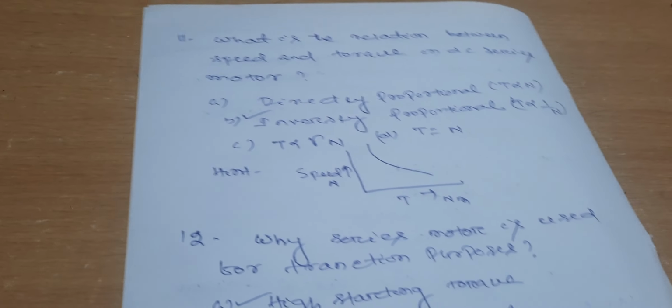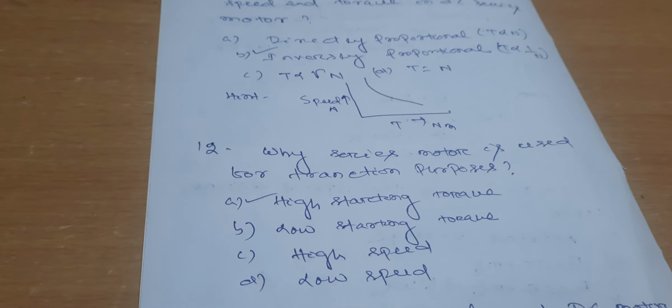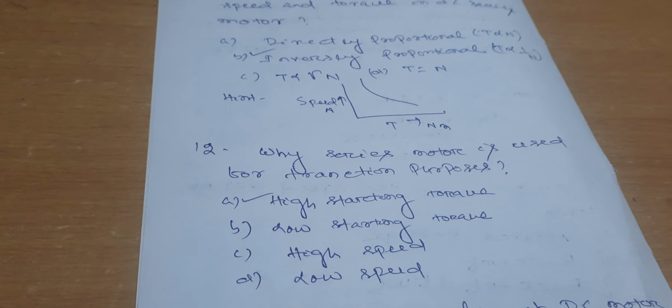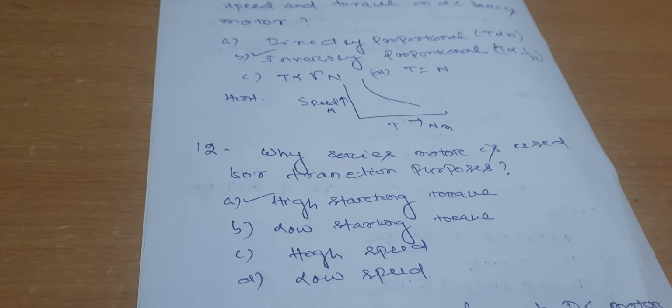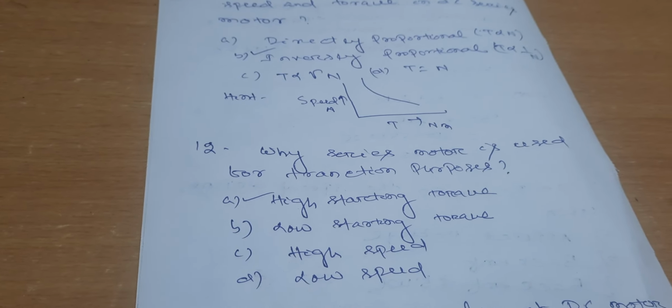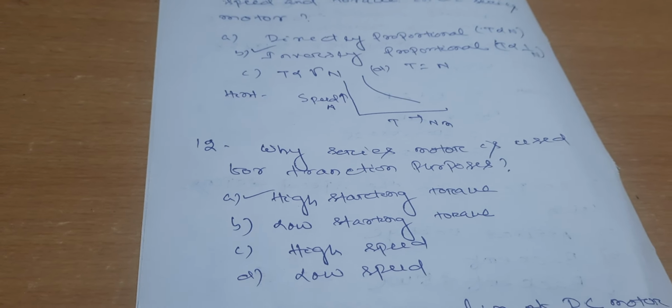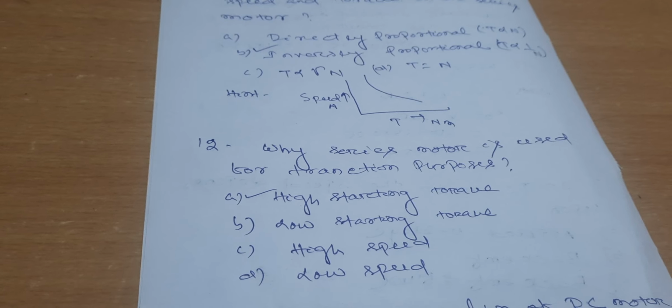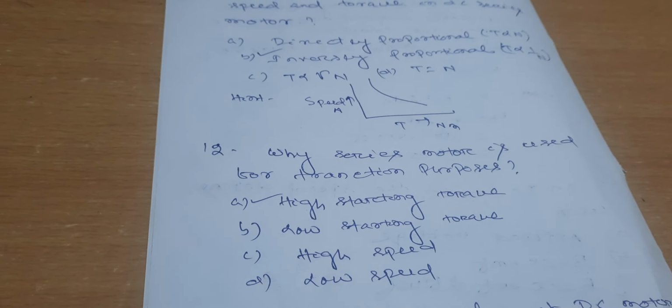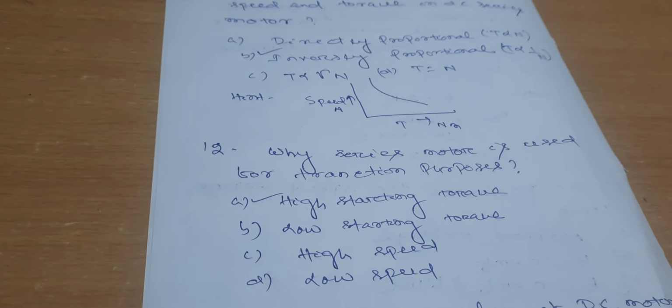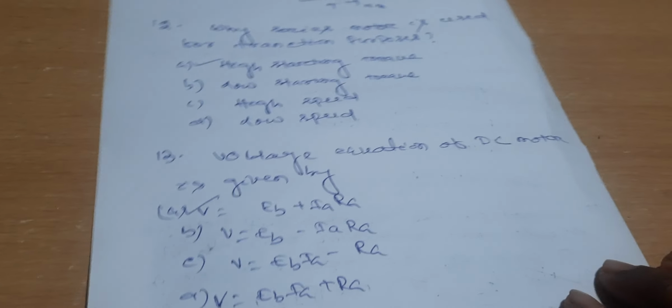Then question number 12. Why series motor is used for traction purpose or locomotive purpose? High starting torque, low starting torque, high speed, low speed. Obviously series motor has high starting torque. So option A is correct.